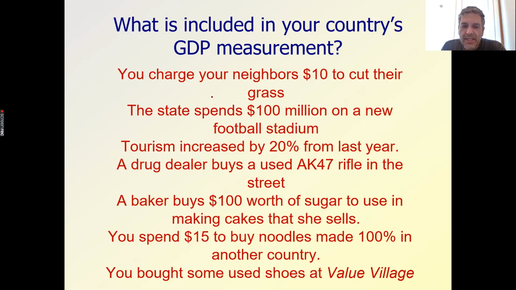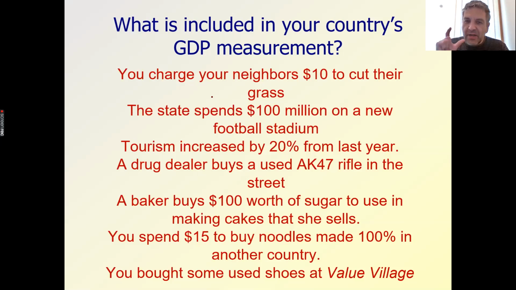And how about the Value Village shoes? Not counted because it's a used good, okay? Now, Value Village gives you a receipt because you will pay maybe $10 for shoes whose value was actually maybe $80. So what Value Village is charging for in this case is just the service of giving you access to used goods. You're not really paying for the good, but you're paying Value Village for the service of putting together lots of junk, okay?